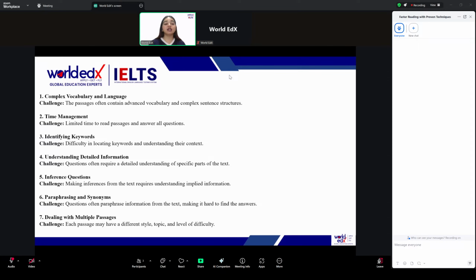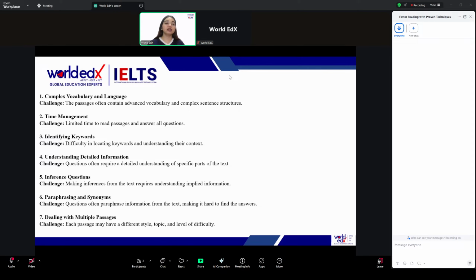The next one is that a lot of people find paraphrasing and synonyms a very big challenge, and this can be dealt with only if you expose yourself to a lot of reading materials, because no one can give you a list of words to expect from the IELTS. It always differs. So when you come across any word that is new for you, you write it down, you search for the meaning, and then you build the vocabulary as per the topics.